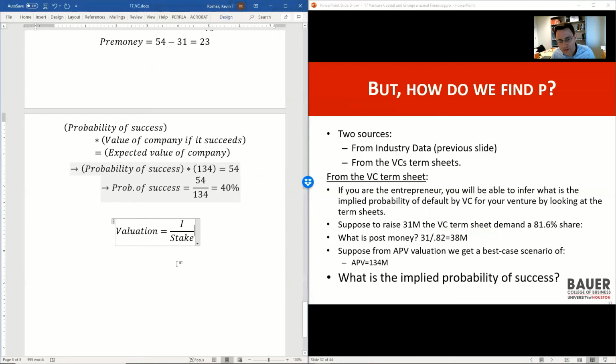We saw this formula before for post-money valuation. You have the valuation of the company multiplied by the stake that the VC gets. That's got to equal the amount that the VC is putting in, right? The VC has to get something of equal worth when they invest. So if you see the investment amount of 31, and you see that they're getting an 81.6% share, that means that the implied valuation of the company is 38 million.